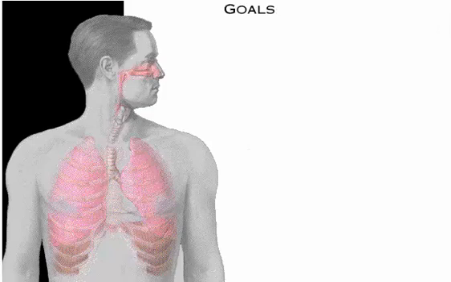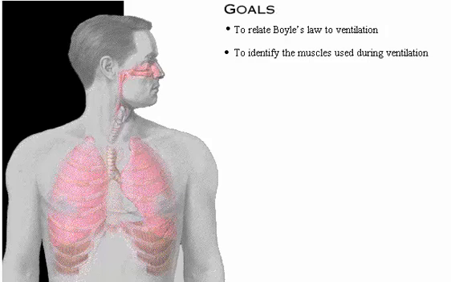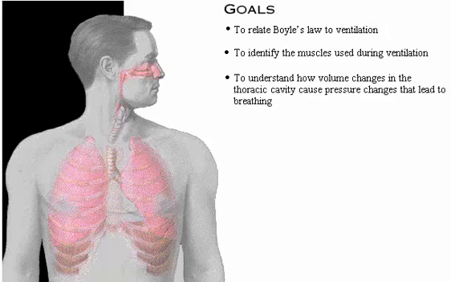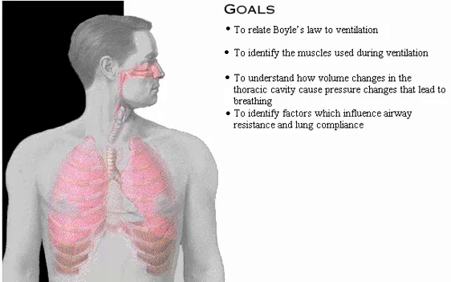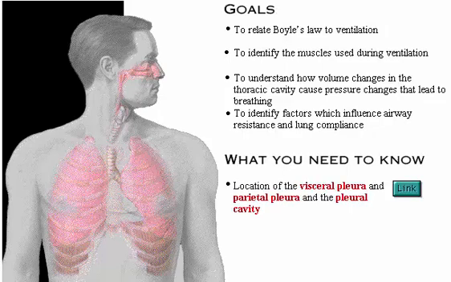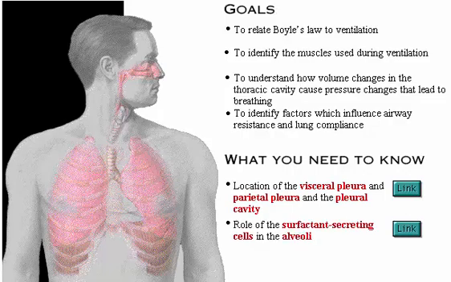Your goals for learning are to relate Boyle's law to ventilation, to identify the muscles used during ventilation, to understand how volume changes in the thoracic cavity cause pressure changes that lead to breathing, and to identify factors which influence airway resistance and lung compliance. Here's what you need to know: the location of the visceral and parietal pleurae and the pleural cavity, and the role of the surfactant-secreting cells in the alveoli.